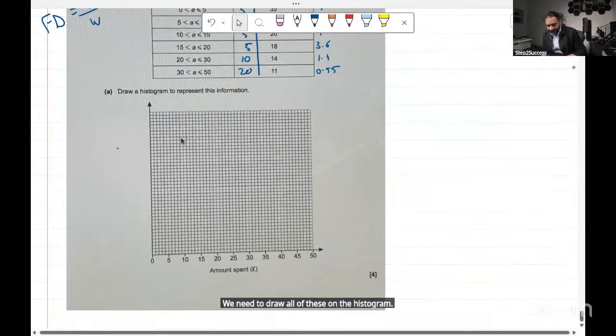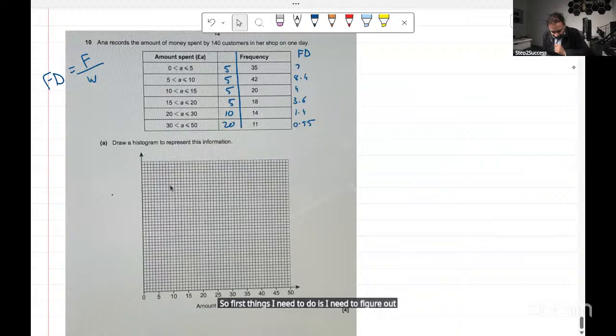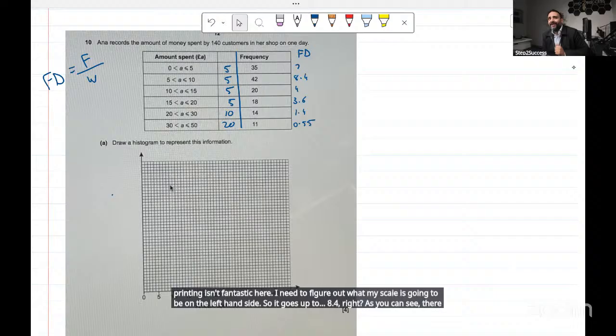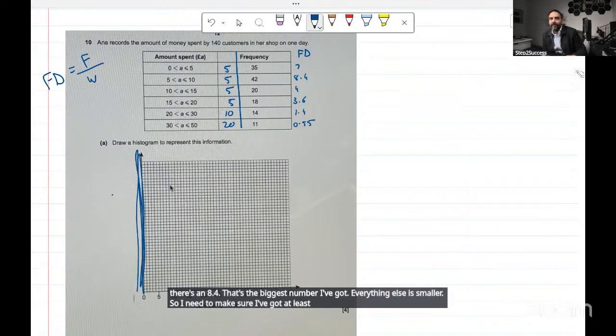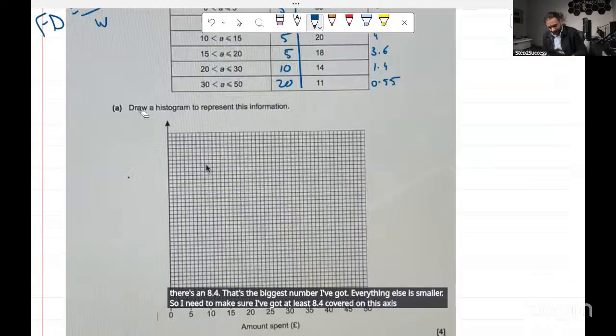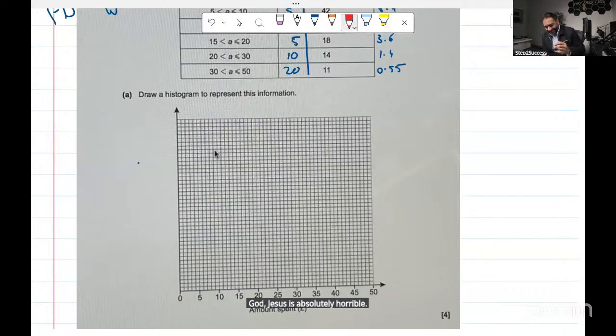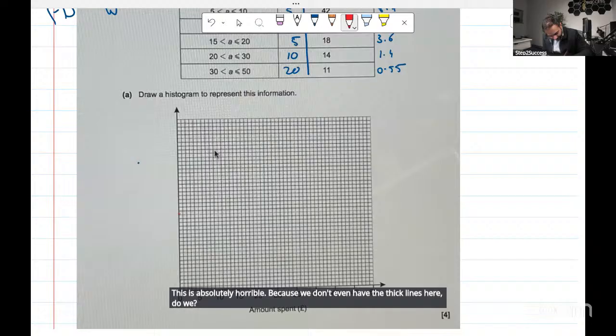So first thing I need to do is figure out what my scale is going to be on the left-hand side. The printing isn't fantastic here. It goes up to 8.4, as you can see. That's the biggest number I've got. Everything else is smaller. So I need to make sure I've got at least 8.4 covered on this axis. This is absolutely horrible because we don't even have the thick lines here, do we?